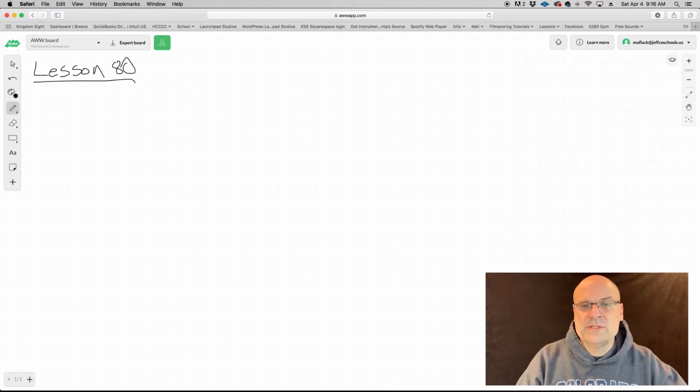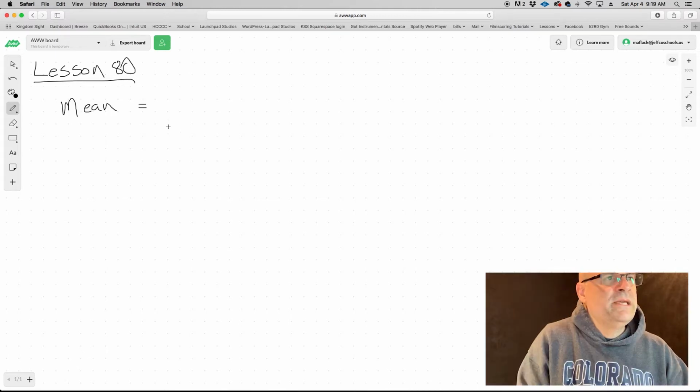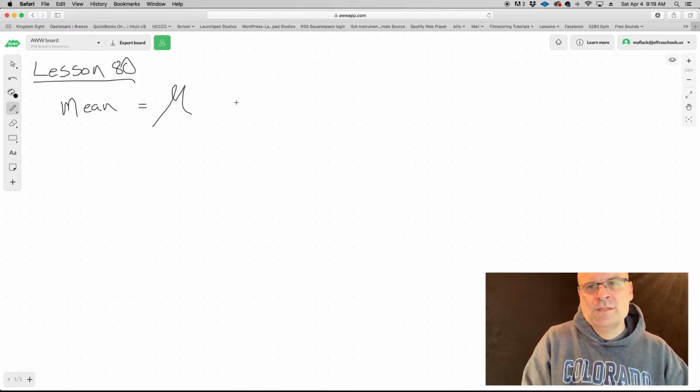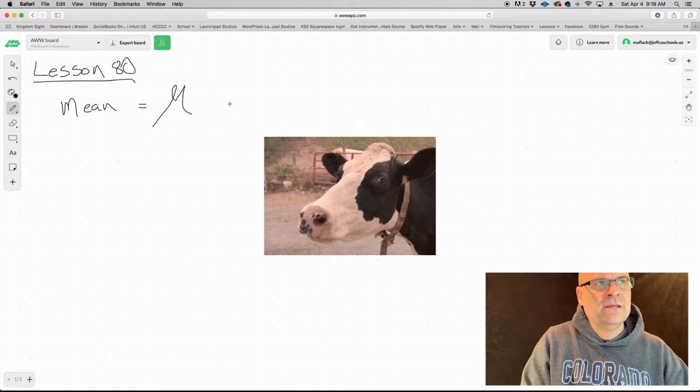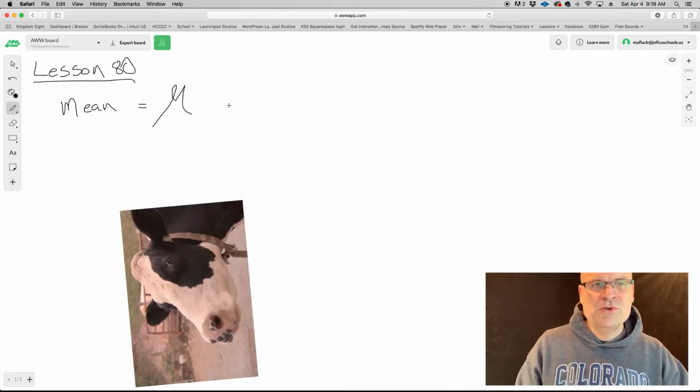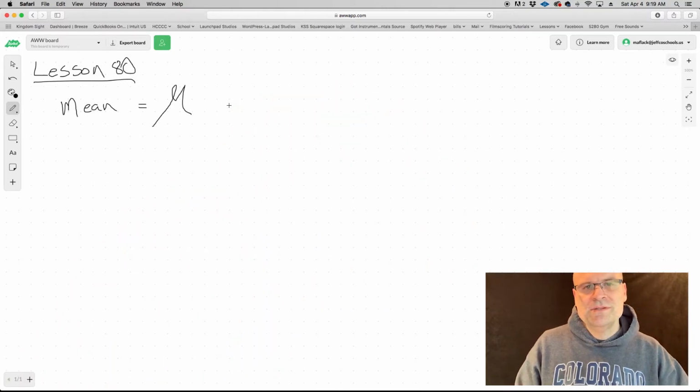So we're going to introduce some Greek letters that will help us explain this a little more. The mean is the Greek letter mu. It looks kind of like an M, but it's pronounced mu, as in, what does the cow say? I think some people pronounce it mew, but I think the cool kids are saying moo.